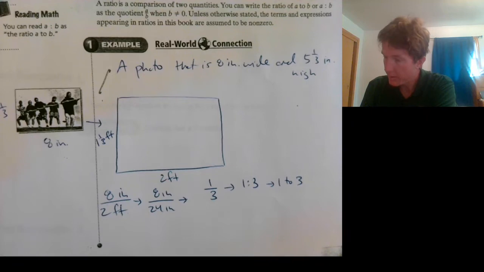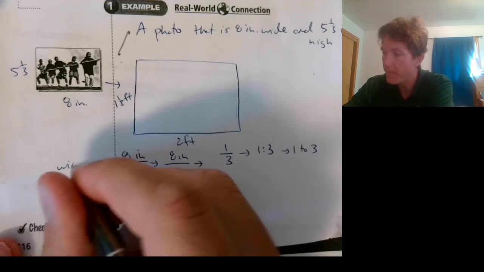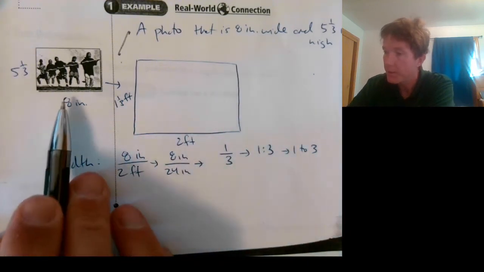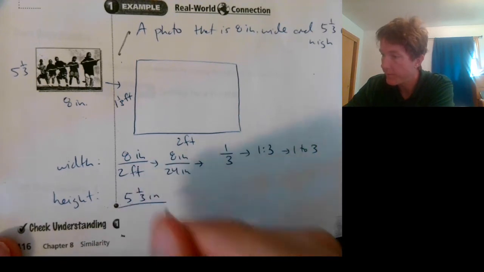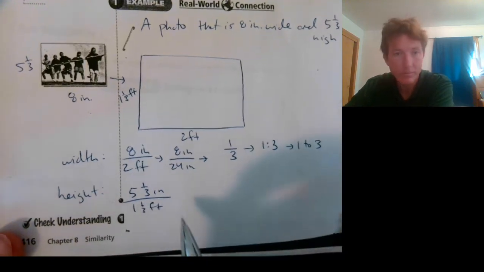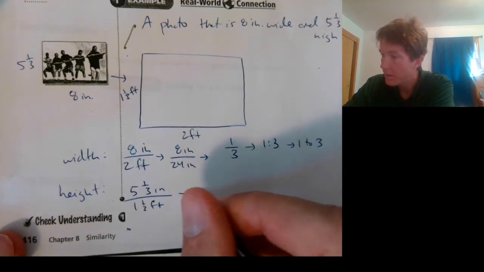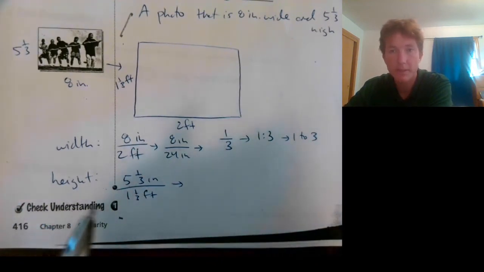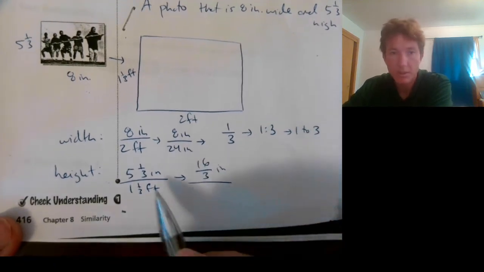What is the ratio of the height? So this would be the check understanding down here. This is width. Let's look at height. What is the ratio of the picture's height to the poster's height? So this is 5 1/3 inches, and it's being compared to 1 1/3 feet. So what I'll do here is I'll change it into an improper fraction. 5 1/3 inches, that's the same as 16/3 inches, and that's going to be over 1 1/3 feet.